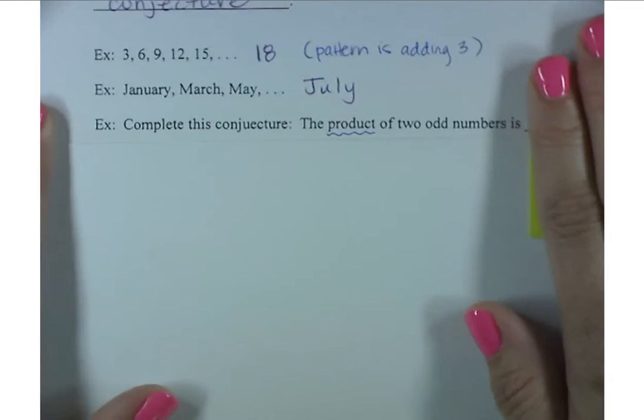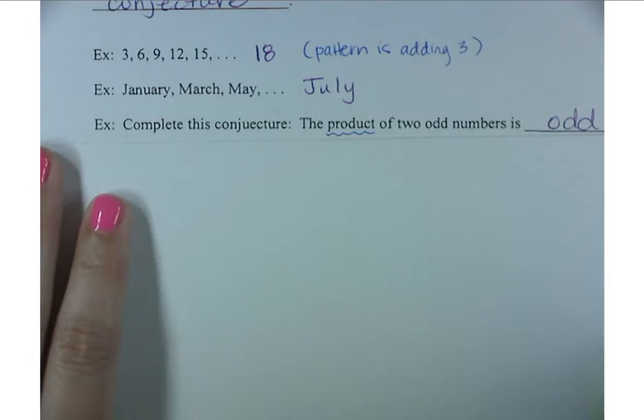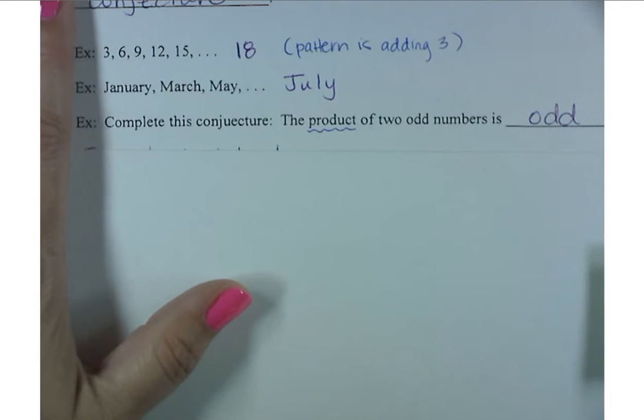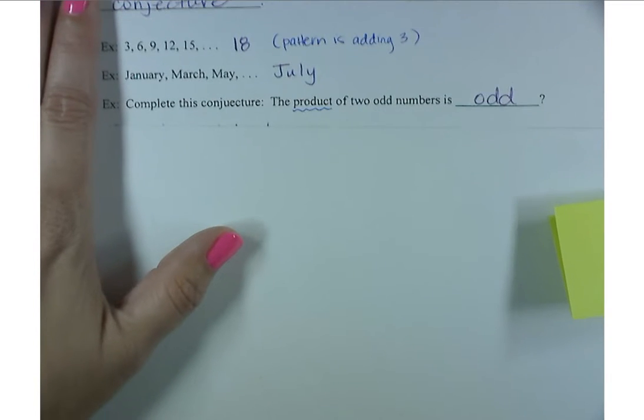Okay, so now what we're going to do is complete this conjecture. It says the product of 2 odd numbers is blank. We're going to try to see if this conjecture is true or not. So the product of two odd numbers, we're going to see if it's odd. I saw some of you put even, I think because you're thinking of a negative times a negative is a positive.